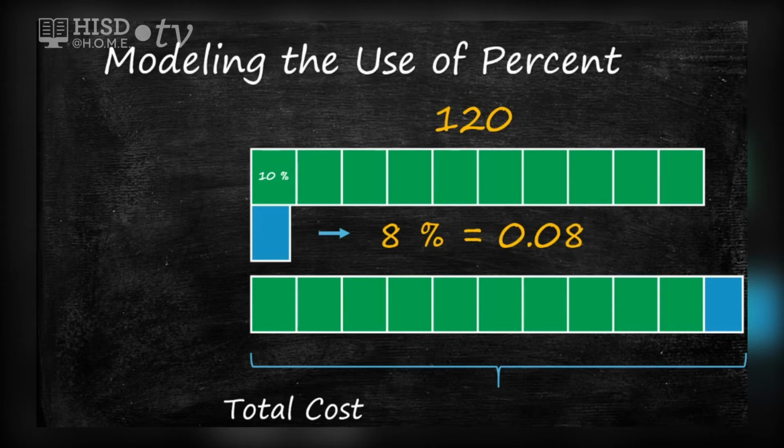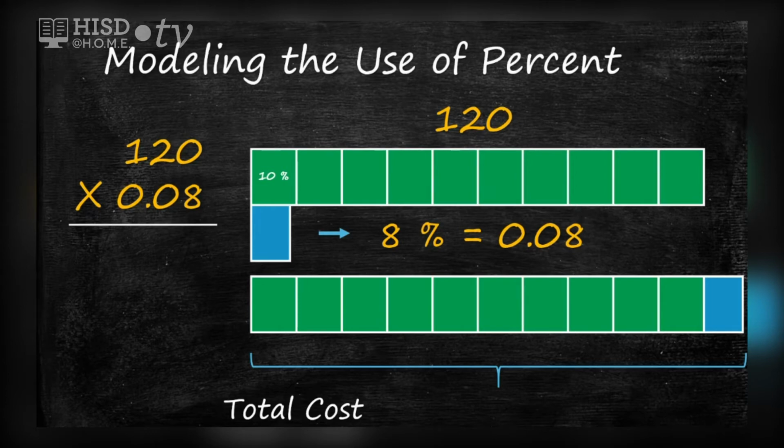So in order for us to get to what 8% of 120 is, we just need to multiply. And remember that when you're multiplying a whole number and a decimal, the only thing that you have to do is count how many decimals you have in this multiplication.